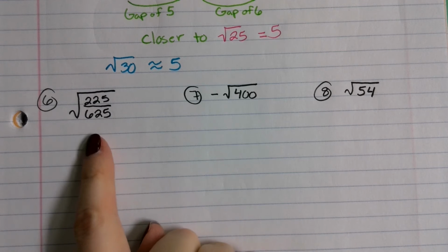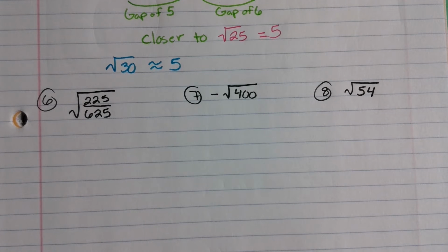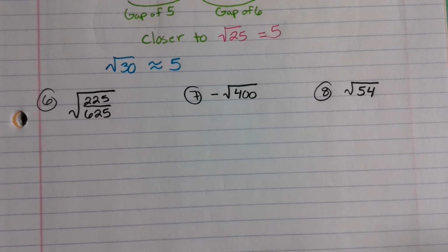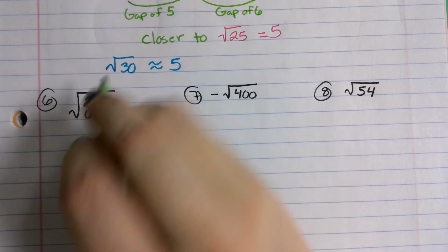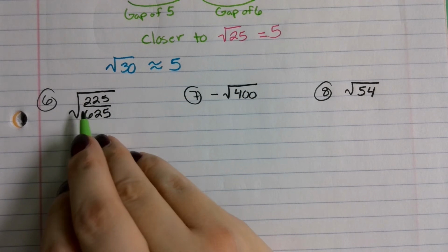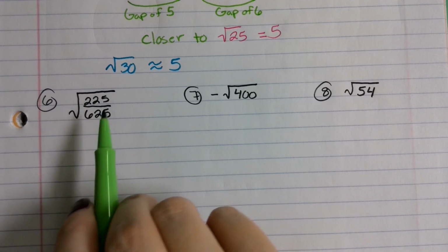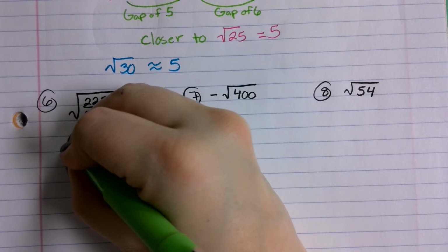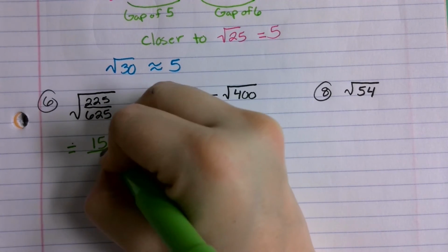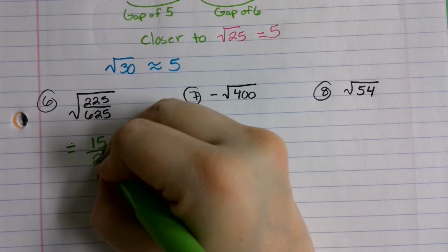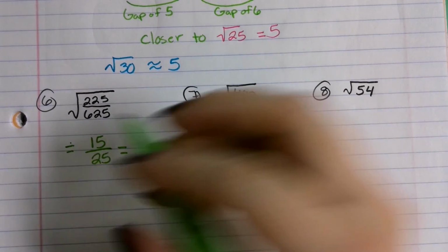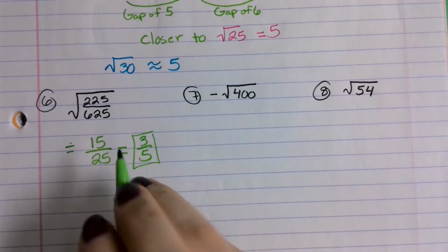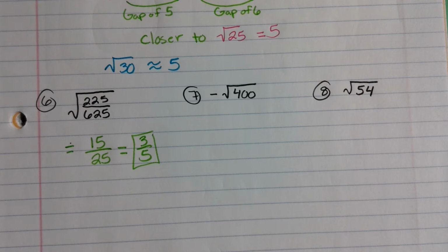All right, who can tell me what they got for problem number 6? Brent? 3/5. Very good. Okay, yeah, 3/5. So if we take these down, the square root of 225 is going to give you what? What's the square root of 225, guys? 15. So the square root of 225 is going to be equal to 15. The square root of 625 is 25. And then when you simplify it, since they're both divisible by 5, you would get 3/5. And again, we're just going to focus on the positive root.